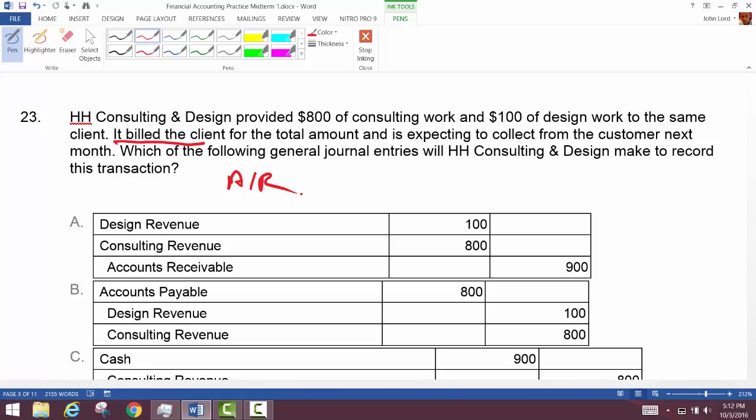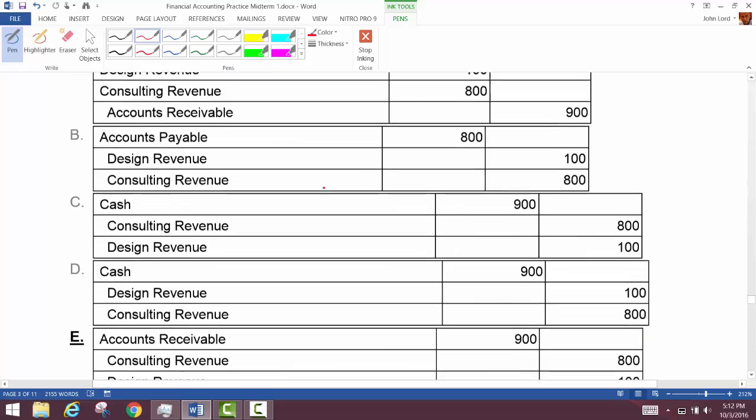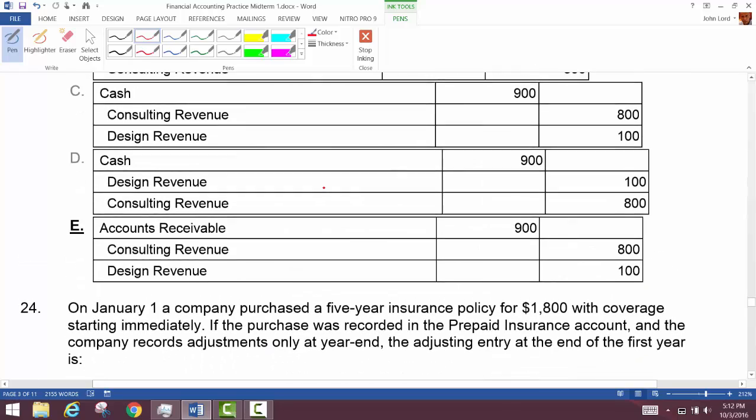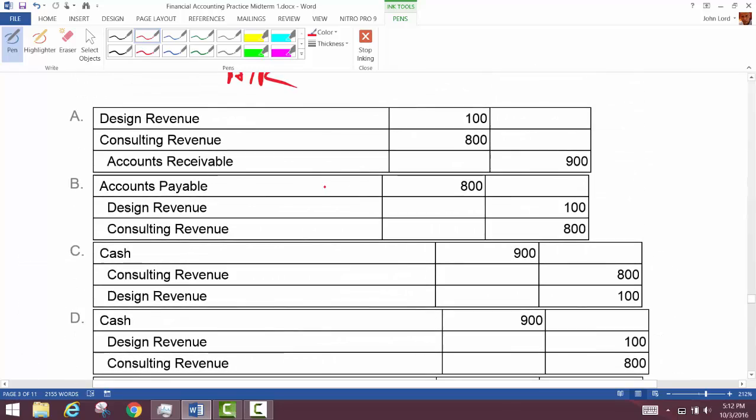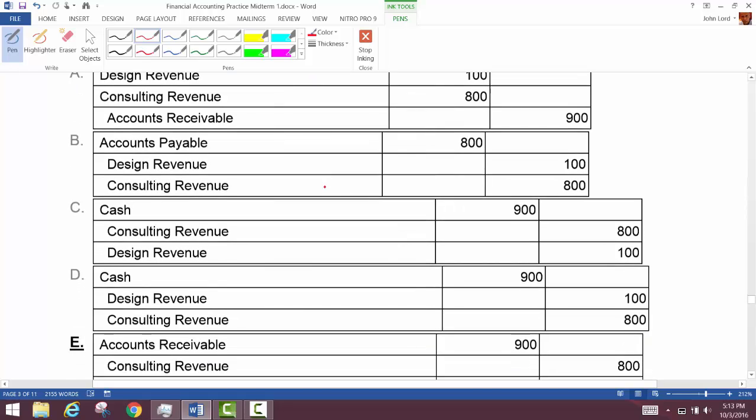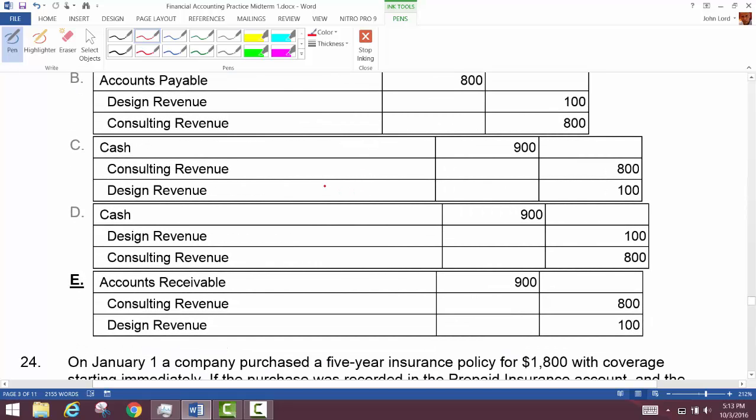Okay, so we just look down here. And let's see, there's the debit to accounts receivable. That was pretty easy because there was only one that even had accounts receivable in it, and then the other two were two different line items, different types of revenue, but still revenue, both of them, right?